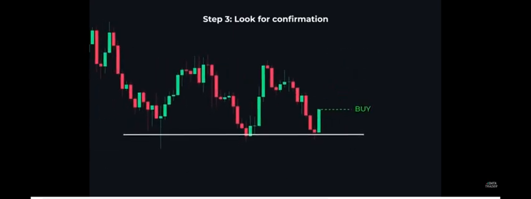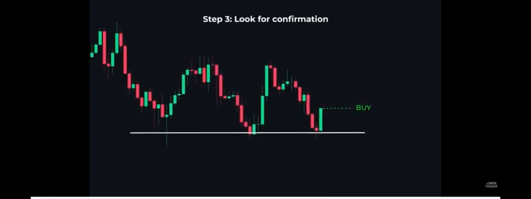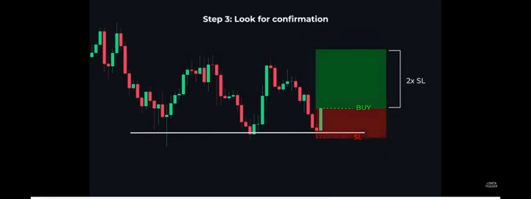You can enter a buy position at the high of the third candle, place a stop loss at the low of the second candle, and set a take profit target at twice the size of the stop loss. As you can see, after our entry, the price moved up, hitting our take profit target.